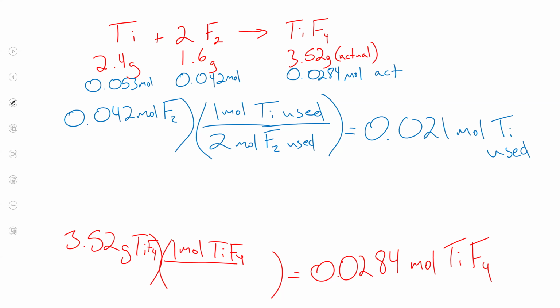So this is the other way of showing your limiting reactant. If I use up all of my fluorine, I'm going to use up 0.021 moles of titanium. Do I have 0.021 moles of titanium? Do I have that much to use? Yeah, I've got 0.05. I've got more than double that amount. So if I'm going to use up 0.021 moles of titanium, I know that the fluorine's running out first.